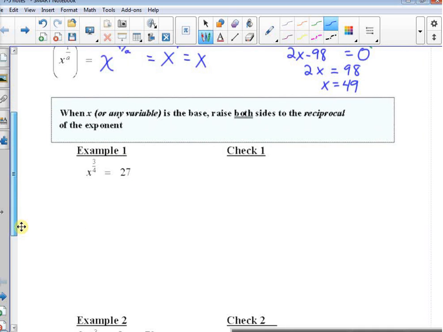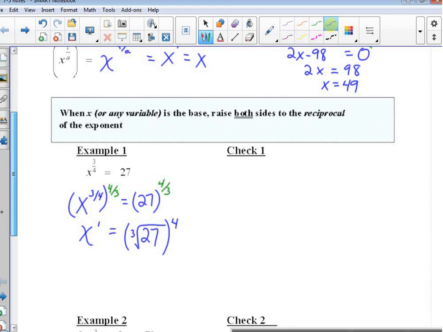So on our first example, x to the 3/4 can be raised to the 4/3 on both sides. And when we do that, we get x to the first equals, now remember, to do this, 27 to the 4/3, it is the cubed root of 27. The easiest way would be to raise the whole thing to the 4th. You could do the cubed root of 27 to the 4th. However, I wouldn't want to take the cubed root of 27 to the 4th. I think that's too hard. So I'm going to put it on the outside, because I know the cubed root of 27 is 3, and then 3 to the 4th is 81.